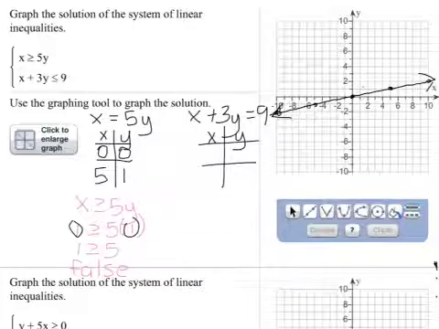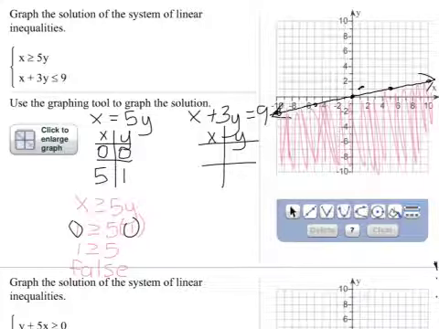Now 1, 1 is here, so I don't want to shade that point since the statement was false. So I'm going to shade below the line. I've shaded below the line there.